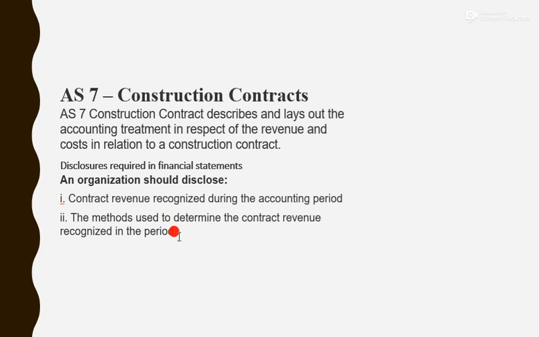See, there are different types of construction contract. From the examination point of view, you need not remember the types of contract. Just remember the meaning of construction contract and the disclosures. If you remember these two things, it is more than enough.